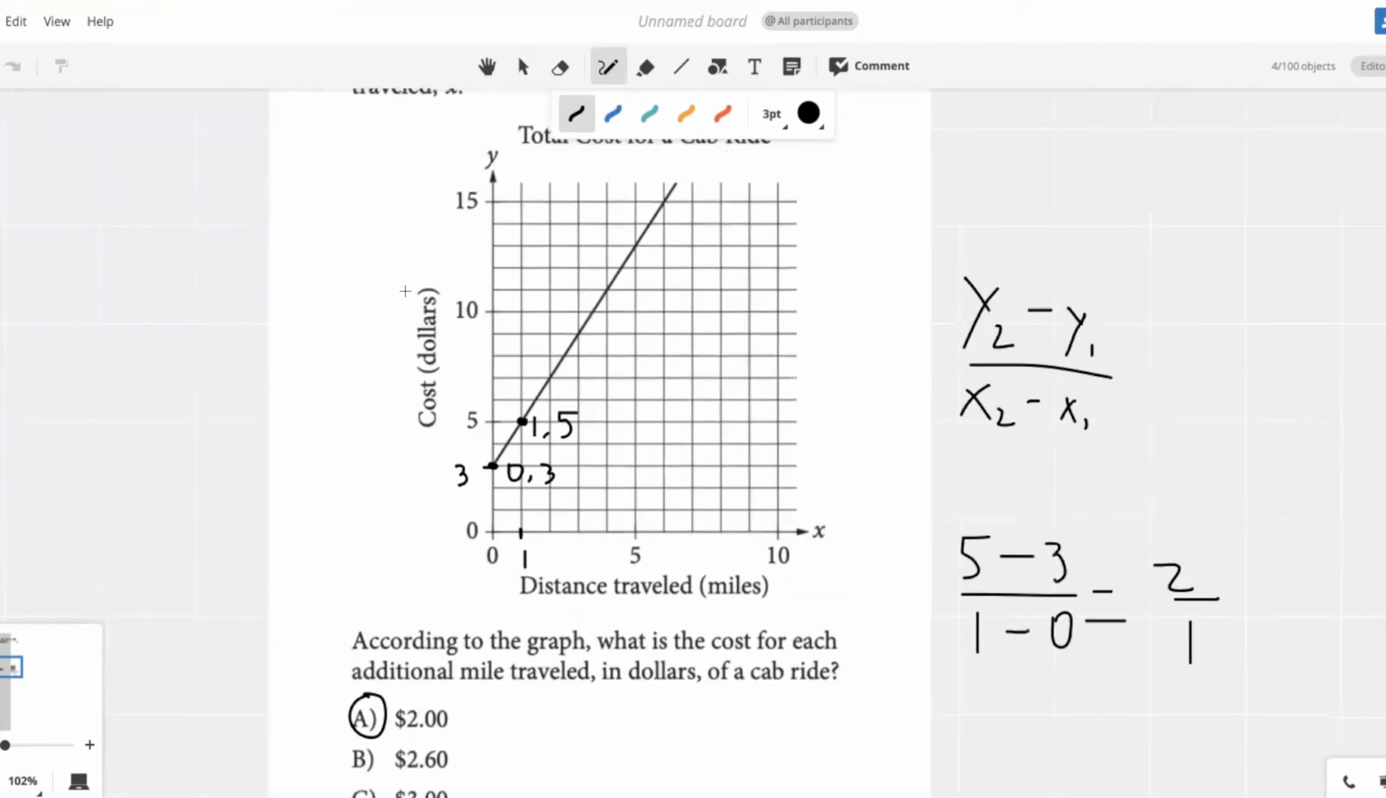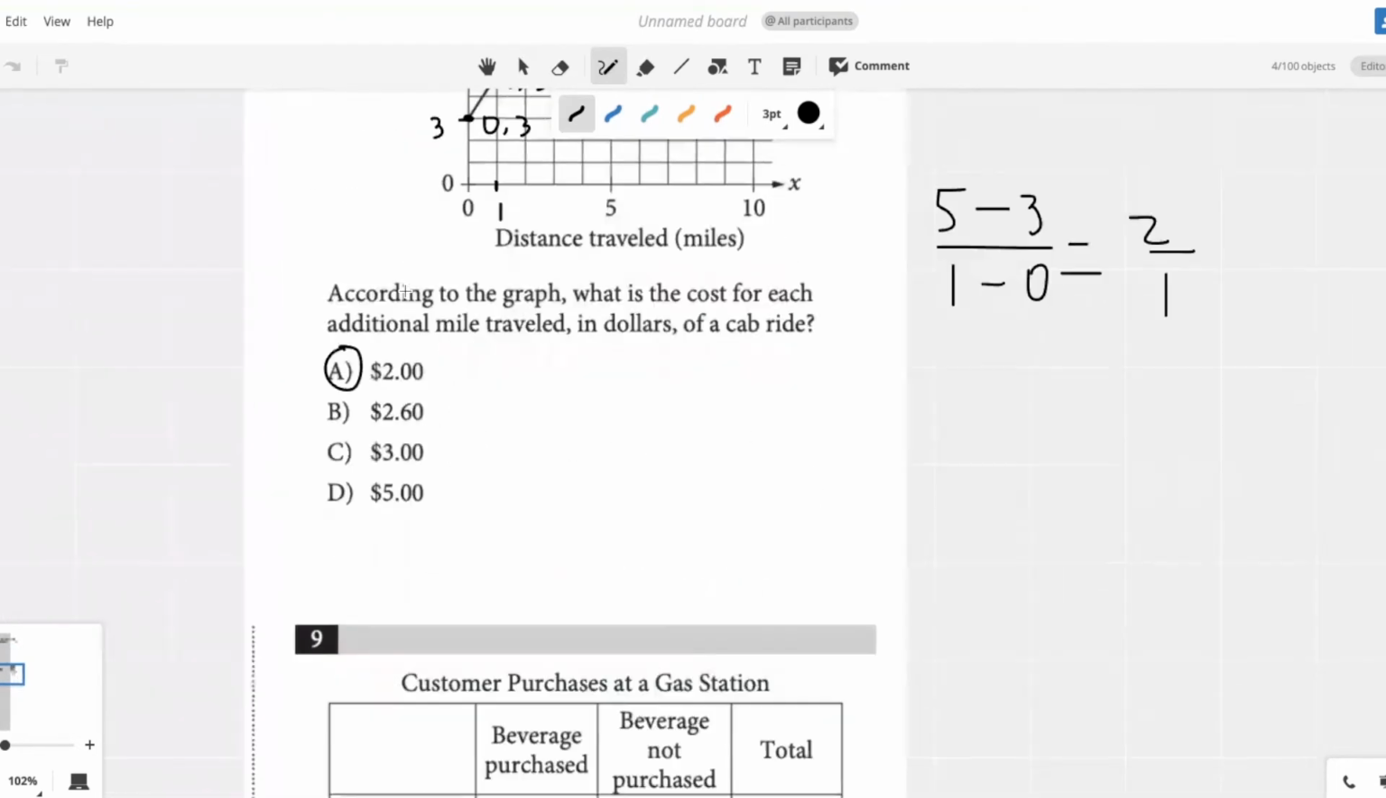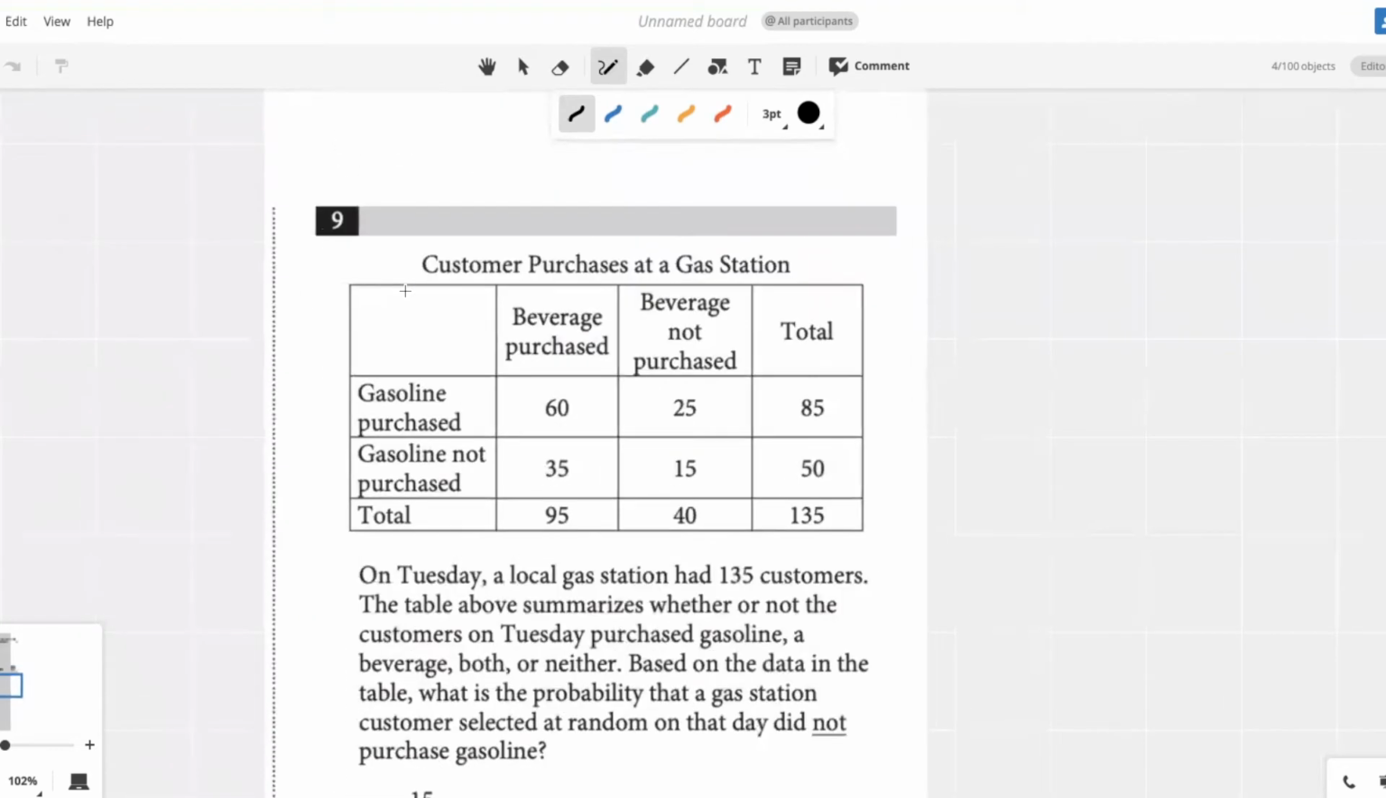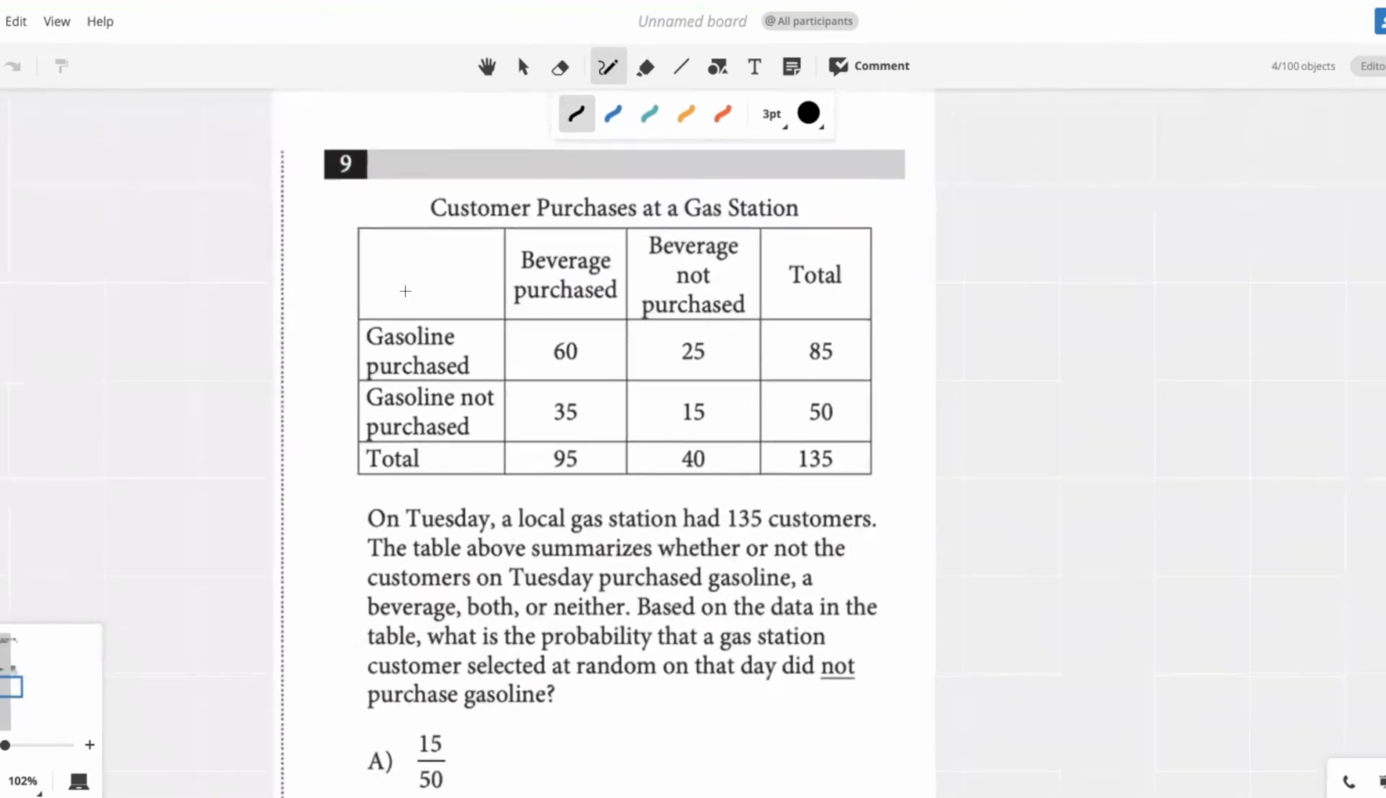So that's number 8. So let's move on to number 9. So we're given this table. On Tuesday, a local gas station has 135 customers. The table above summarizes whether or not the customers on Tuesday purchased gasoline, a beverage, both, or neither. Based on the data in the table, what is the probability that a gas station customer selected at random on that day did not purchase gasoline?